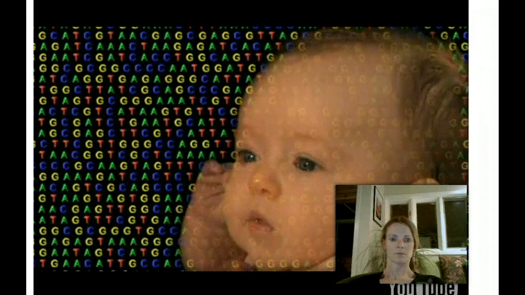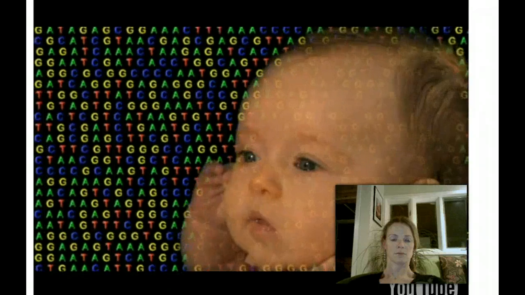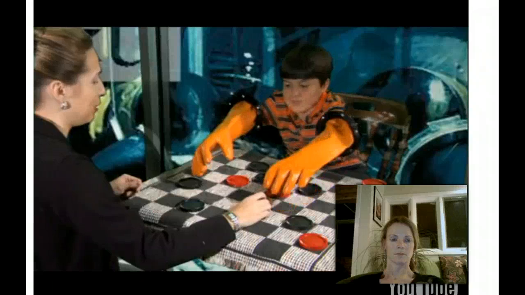How can we fix genes that are broken? Gene therapy is a new and promising technology. Consider a disease like SCID, which is an autoimmune disease.